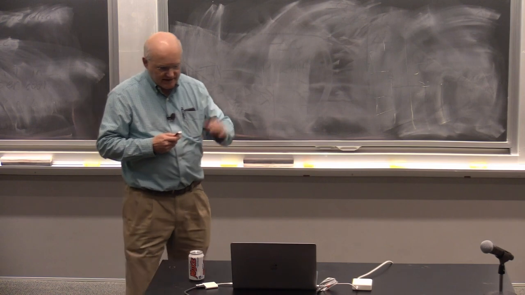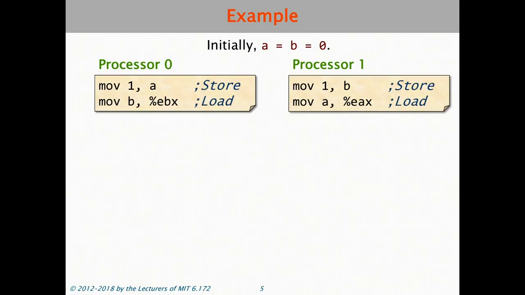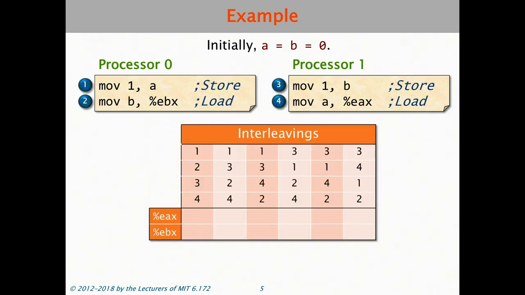Does that make sense? So let's do it for this example, okay? So here we have our setup again, okay? How many interleavings of four things are there? Okay, turns out there's six interleavings. So those who've taken 6042 will know that, right? Four choose two.